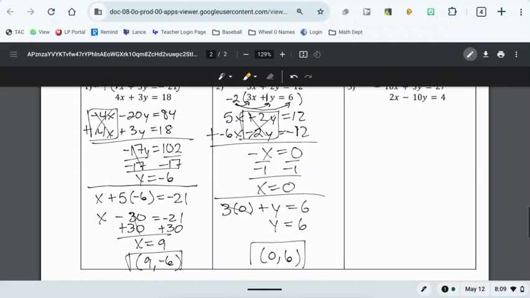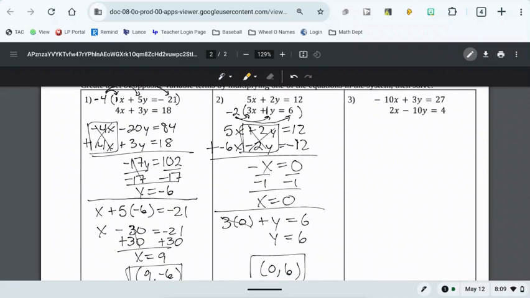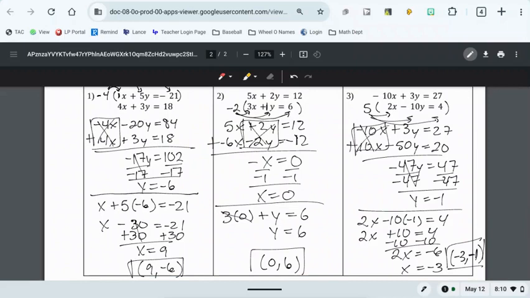Okay. Go ahead, try the third example, and then come back and see how you did. See you in a few. All right, welcome back. Let's go ahead and check out the answer to this one. So the answer is negative 3, negative 1. So if you got that, awesome, you did it correct. You can move on to the next section. If not, let's take a little listen here.